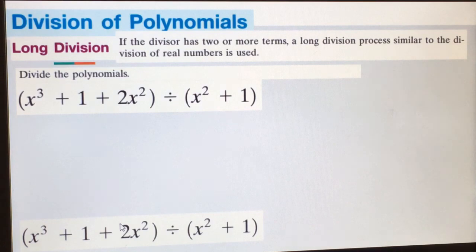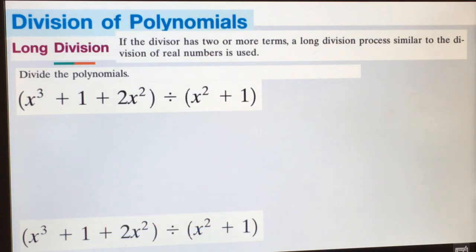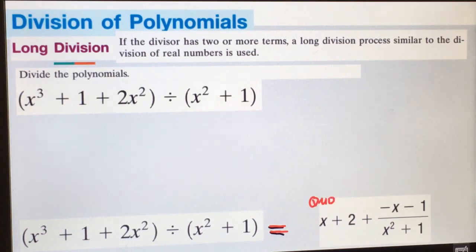We now have x cubed plus 1 plus 2x squared divided by x squared plus 1 is going to equal the quotient, which is x plus 2, plus the remainder over the divisor.